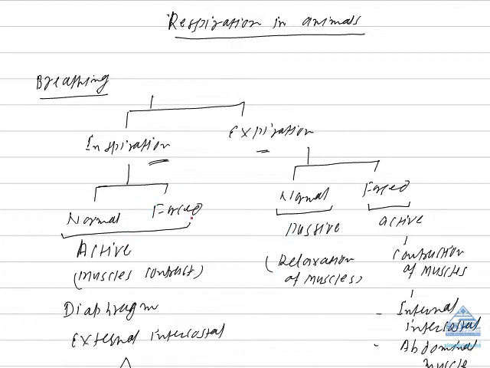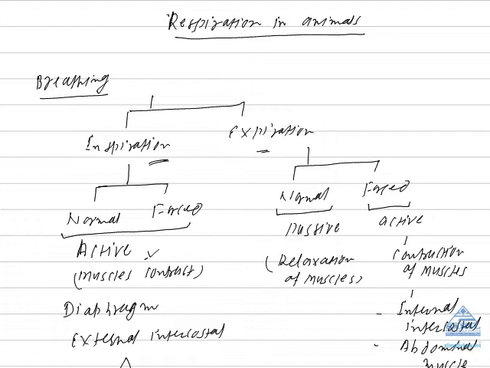Inspiration is normal or forced. It is an active process. It is active not in the sense of energy. It is in the sense of whether muscles contract or not. If certain muscles contract during a process, it is called an active process. Otherwise, it is passive. So, in normal inspiration or forceful inspiration, certain muscles contract.